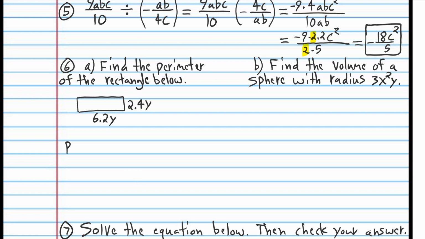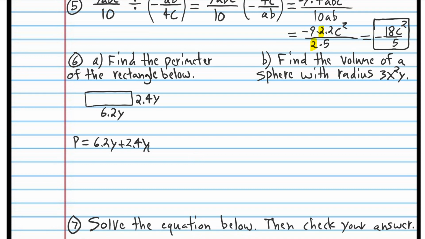So I'll write P for perimeter equals 6.2y plus 2.4y, but those are not all the sides, those are only 2 of the sides. Over here we have a side that's equal in length to this side, so that would be another 2.4y. Then we have this side, which is equal to the length of this side, so we have another 6.2y.